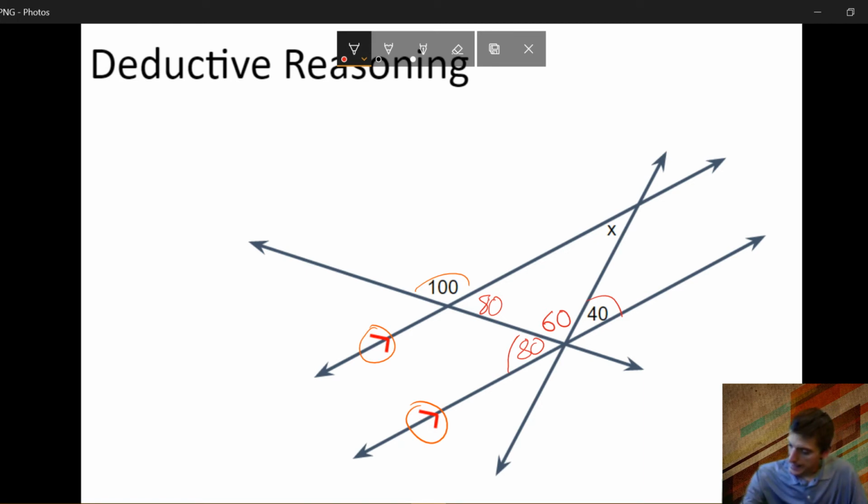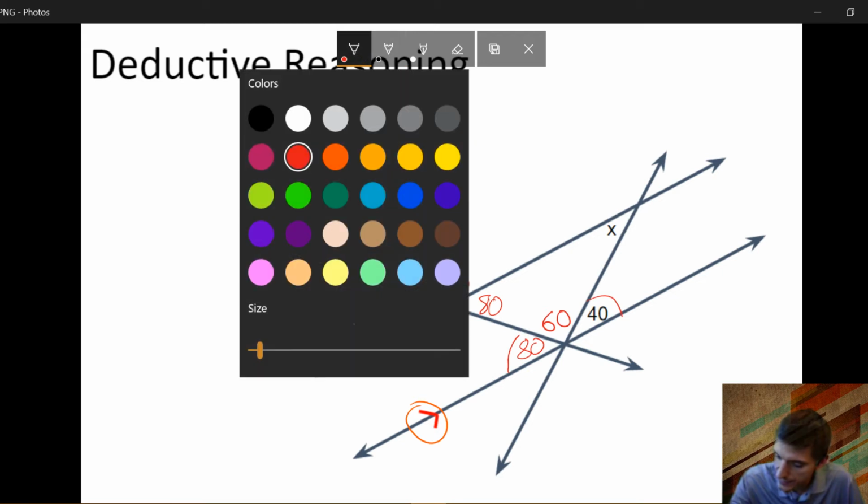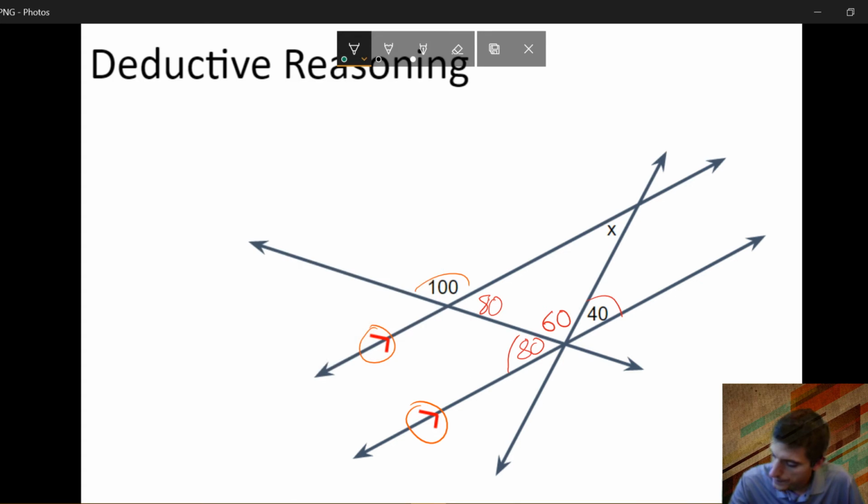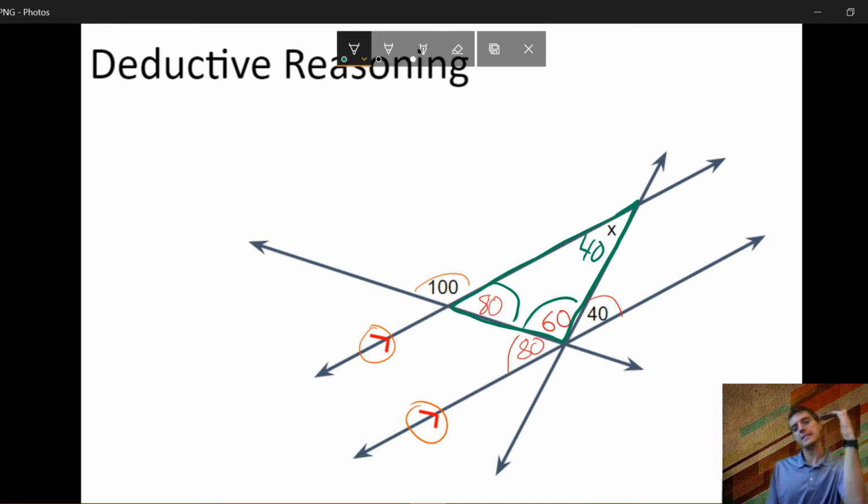Okay, now I feel like I'm in a position to solve for X, because if you take a look, I have a triangle right here. I know one angle is 80, one is 60. That means that that last one has to be 40 degrees. Right. So deductive reasoning takes you step by step, and you should be able to justify every single one of your steps as you go to solve it. Okay.